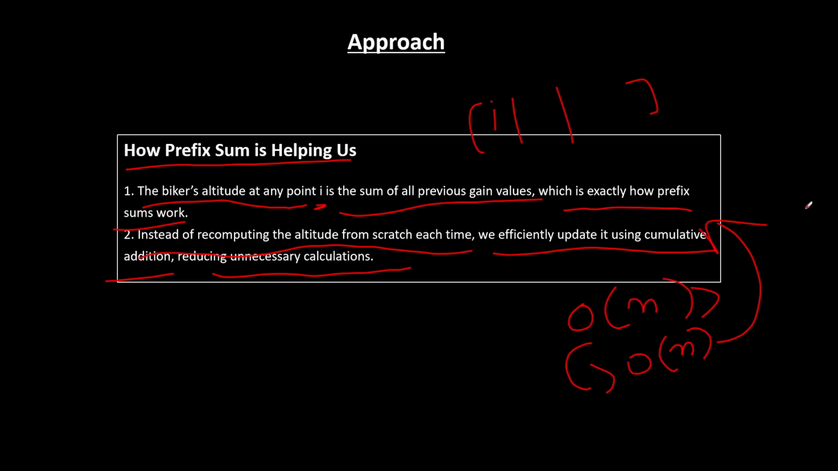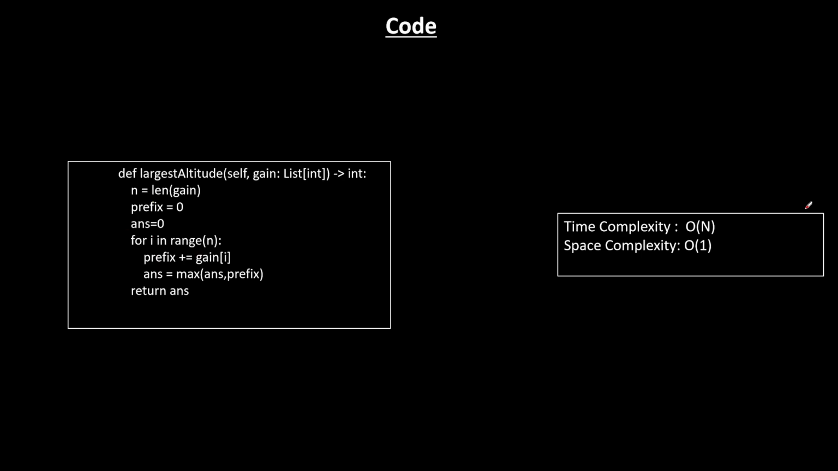Now let's move to the next slide. The code is an exact copy of the approach we discussed. Let's understand it line by line. n stores the length of the gain array. Prefix stores the current prefix altitude sum, and answer is the maximum altitude we reached. We loop through the array and keep adding to the prefix sum. We compare prefix and answer to see which is maximum. And at the end, we return answer, right?